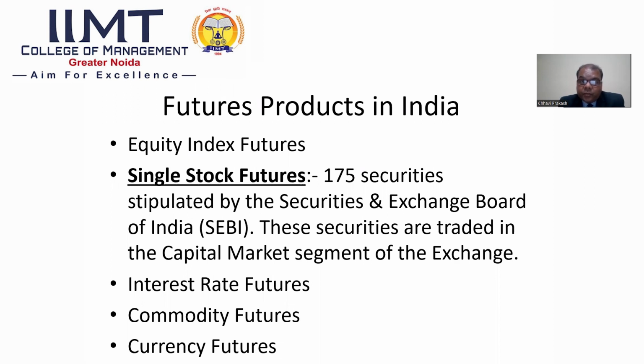At the same time, there are single stock futures. As per my information, 175 securities have been stipulated by the Securities and Exchange Board of India, that is SEBI, to be traded in the derivatives market. So we have future products available on these 175 securities, and these are single stock futures. Either you can buy or sell Reliance futures, or you can buy or sell Bharti Airtel. It depends on your decision. Apart from this, interest rate futures are available, commodity futures are available, currency futures are available. So there are 5 kinds of future products that are available in India right now.